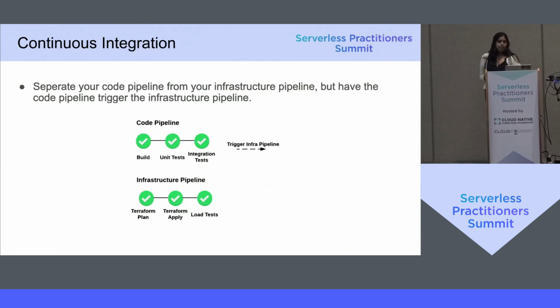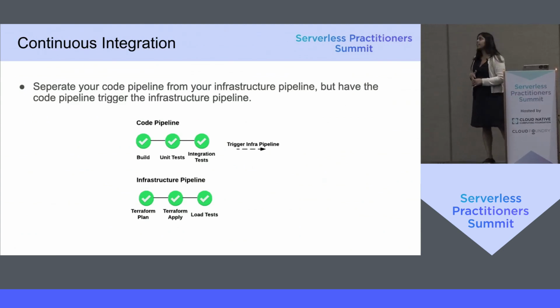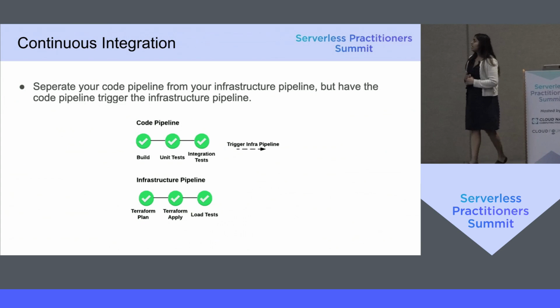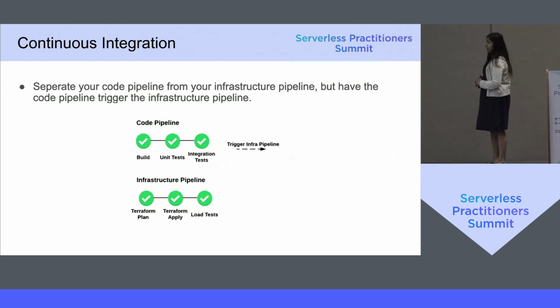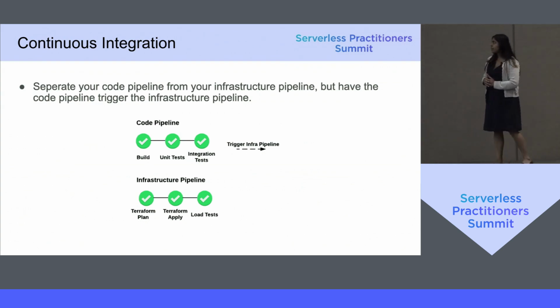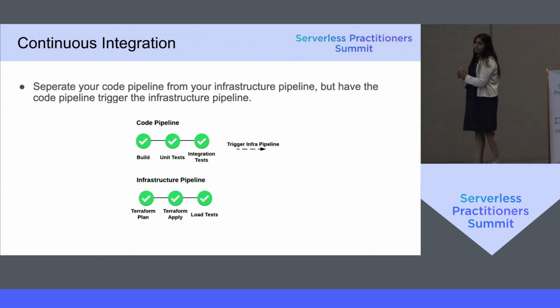And then, so you should still be running your infrastructure pipeline every single time, but your developer shouldn't have to wait every single time you run, right? So you want to break up your code pipeline from your infrastructure pipeline, but still have the code pipeline trigger your infrastructure pipeline. And then so the different components don't matter as much.